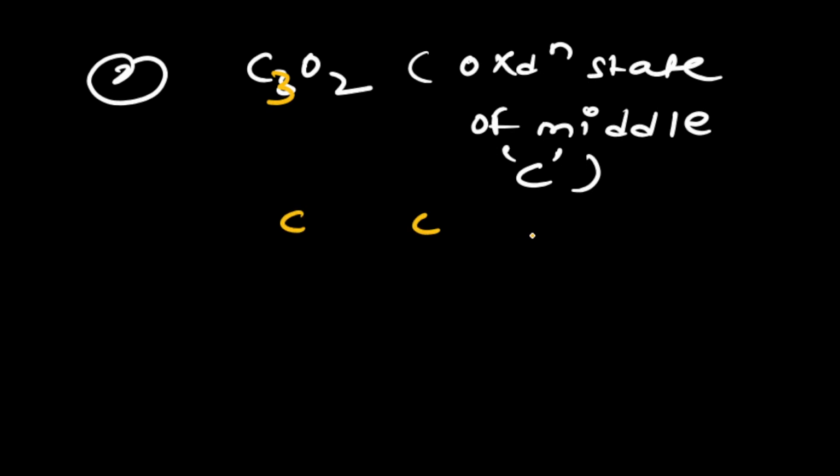3 carbons we are having, right? Write the 3 carbons in this manner. Then after that, we know 2 oxygens we are having. Each oxygen will form the double bond. So this carbon double bond O and this carbon double bond O.